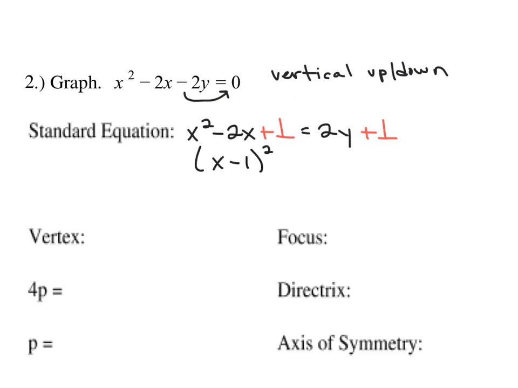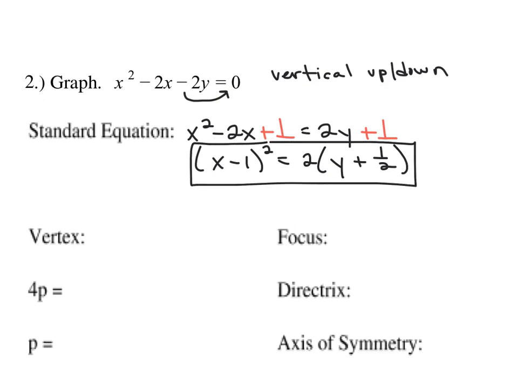If you don't remember how to complete the square, you might want to go back to the review that I had posted or the lesson that we did on completing the square. Now on the right-hand side, in order to get this to look like it did in the last one, the 2 that's in front of the y is going to have to get factored out. So that makes that y plus 1/2 when we factor that out. This is your standard form of our parabola.